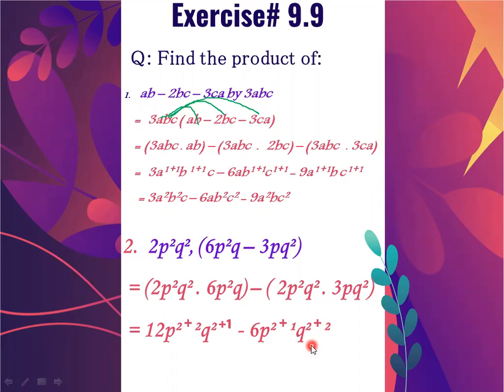Okay, so in the last step, you will simply add their exponents. Simply you will write 12p, 2 plus 2 will become 4, 2 plus 1 will become 3, then minus, then 6p cube q 4.